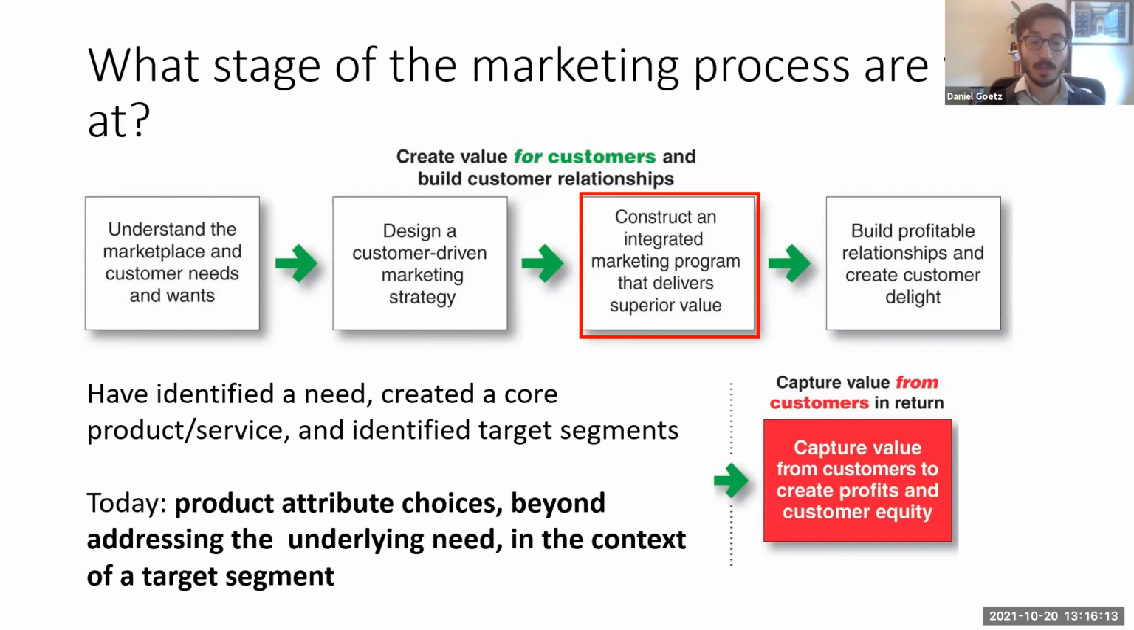And so today, what we're talking about is making product attribute choices that go beyond just addressing the underlying need, in the context of a particular target segment that we want to serve. To make it a little more concrete, you can think about secondary needs that we're designing towards, or particular preferences of our segment that we're designing towards. So even once we've satisfied the main need, we're serving them more efficiently and effectively than competitors, as per the marketing management orientation.